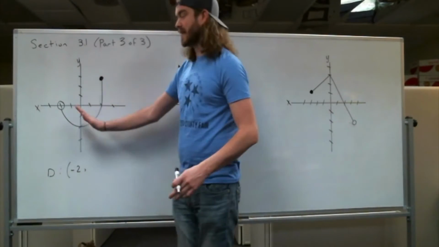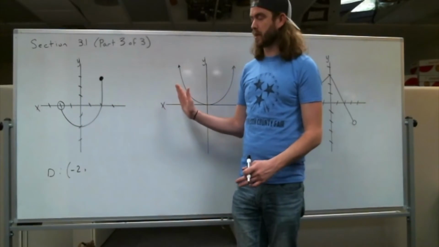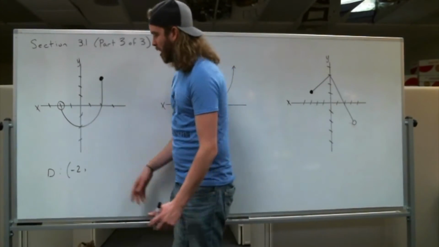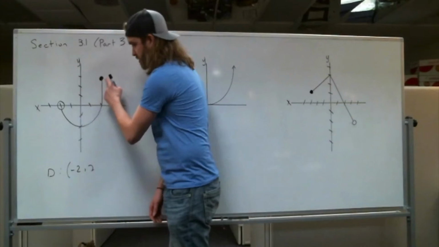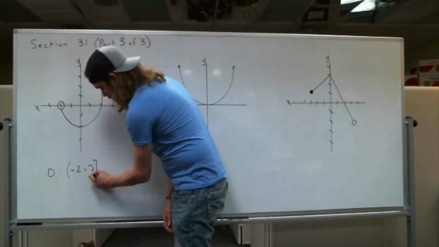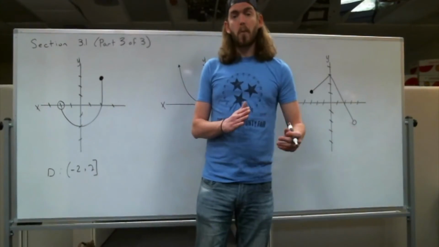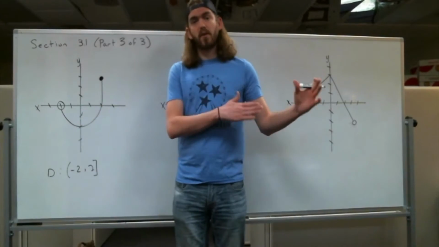Now we're going to put a comma. Now we have to look and see how far right it's going to go. As we can see, it's going to go over to +2. So since this is a closed circle, we're going to use a bracket there. So remember, the domain is how far left to how far right you can go.